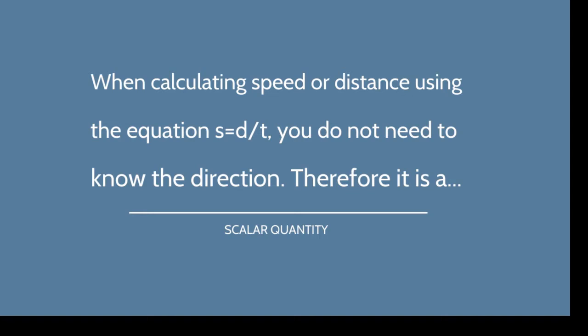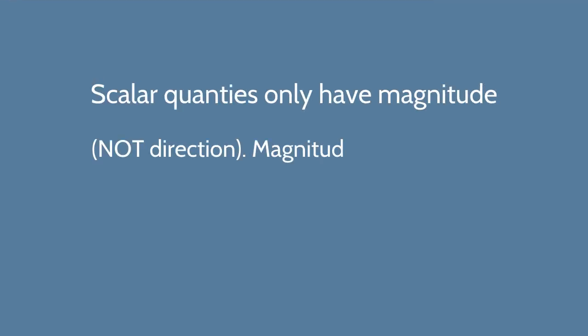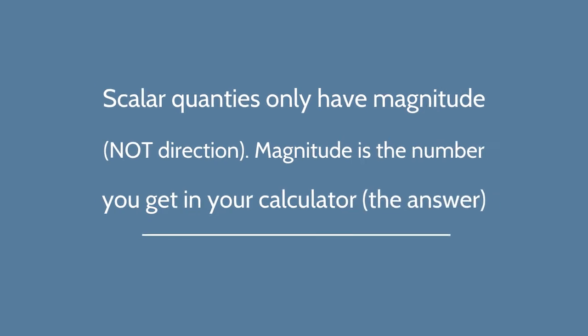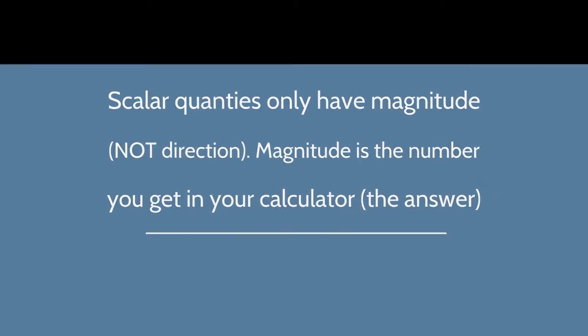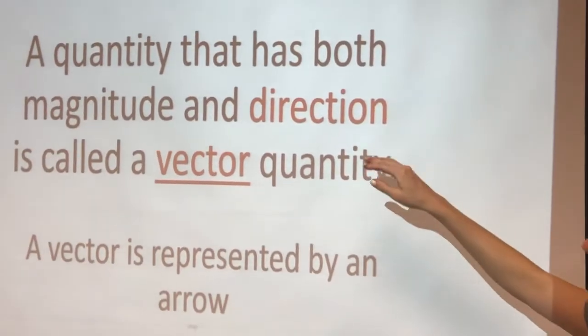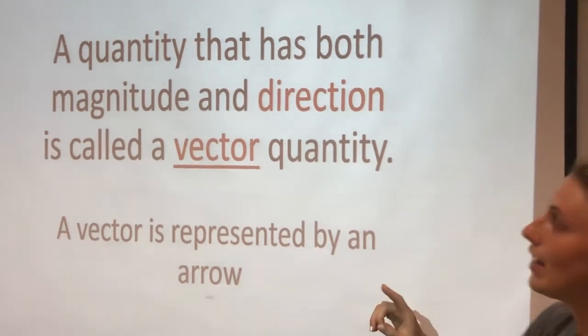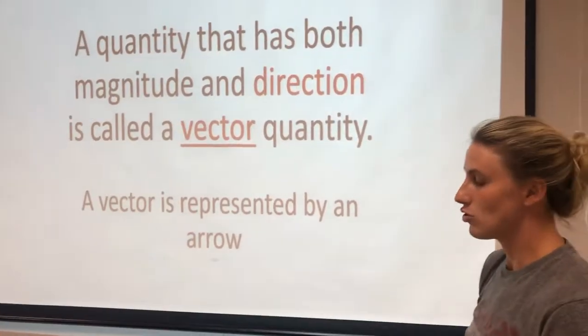To think about this, think about when you're driving your car. If you want to know the speed that you are driving your car, all that you need to know is the distance that you're driving and how much time it takes you to cover that distance. You do not need to know the direction to calculate the speed. A quantity that has both magnitude and direction is called a vector quantity.